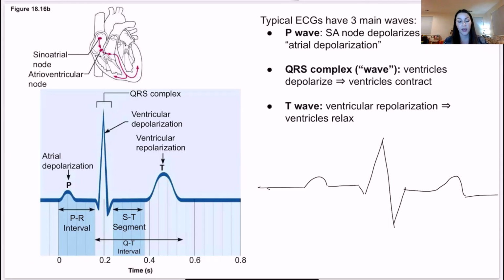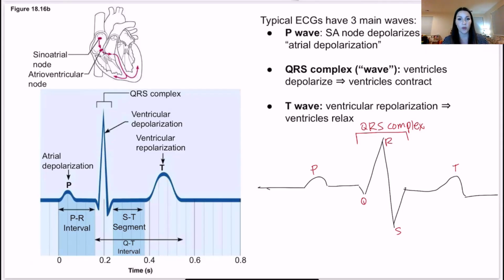So each of these waves has a name. The first little hump is called the P wave. The zigzaggy part is called the QRS complex. And the last wave is called the T wave. Okay, so what I just drew here is a very simplified version of all of that. And if you're wondering, the QRS complex is actually Q, R, and S, but we don't really care. We'll call it QRS altogether.